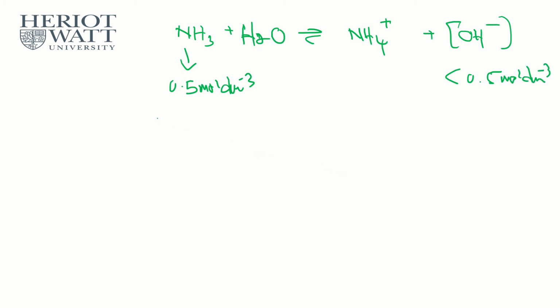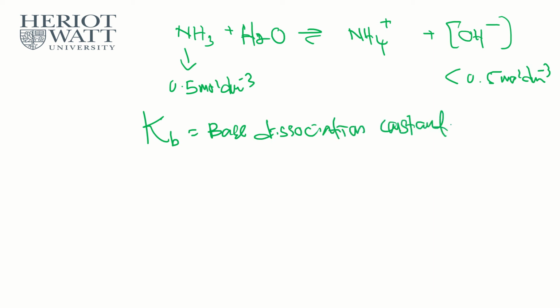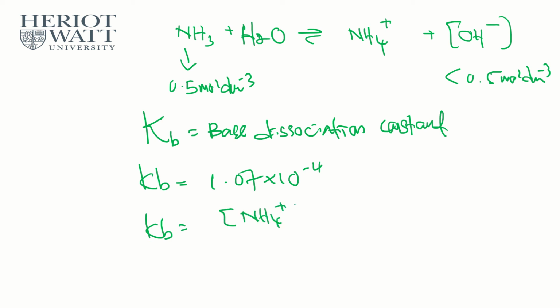Again, because it's partially dissociated, we need a constant Kb. This is the base dissociation constant. B stands for base. And of course, it has its own value. So Kb for ammonia, let's say I made up the value 1.07 times 10 to the power negative 4, for example. Okay, that's a Kb. And what would be the expression for Kb? Kb equals the product over reactants, the concentration of ammonium plus OH minus divided by ammonia.